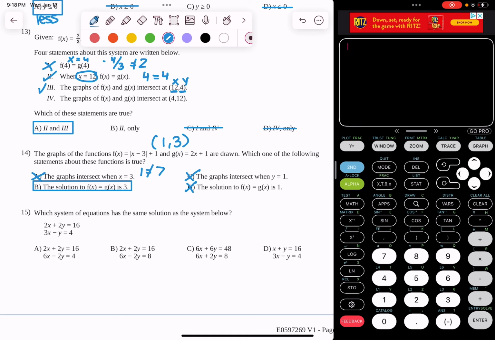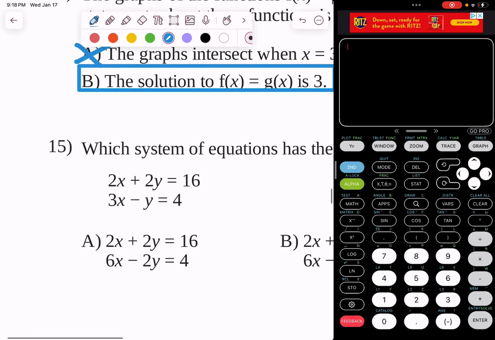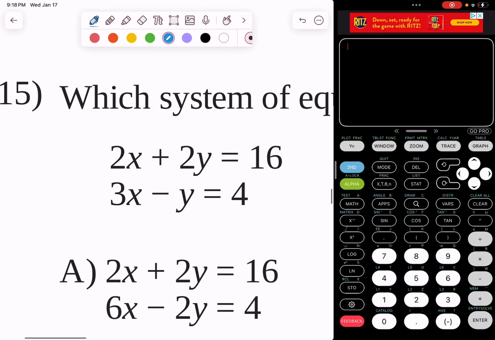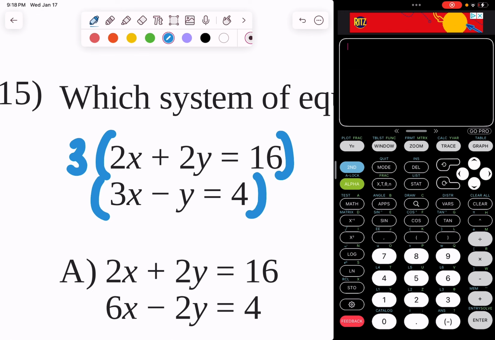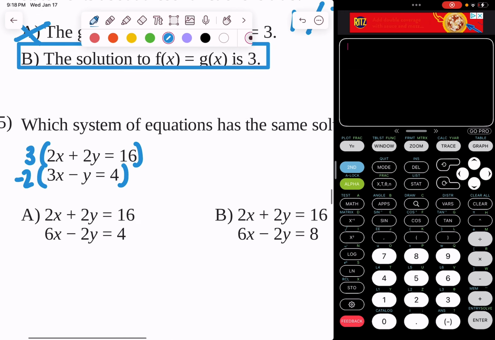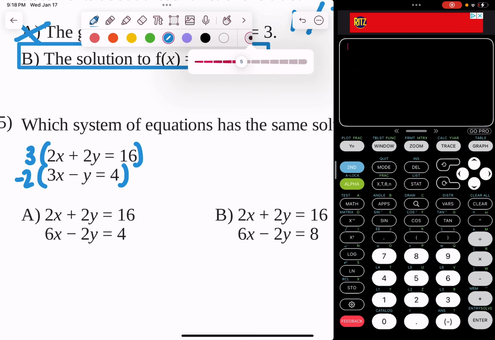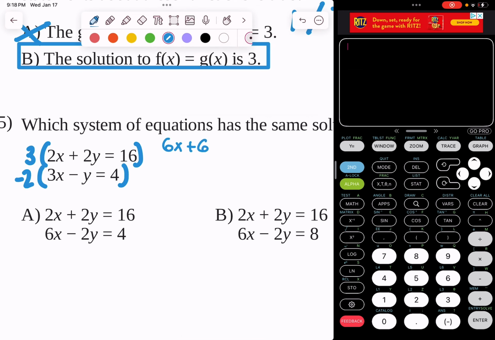All right. Question 15. Which system of equations has the same solution as the system below? The easiest way to do this is to solve this system. So let's do this right now. In order to solve this, we can multiply the first one by 3, and we can multiply the second one by -2. 3 times 2x is 6x. 3 times 2y is 6y. And 3 times 16 is 48.